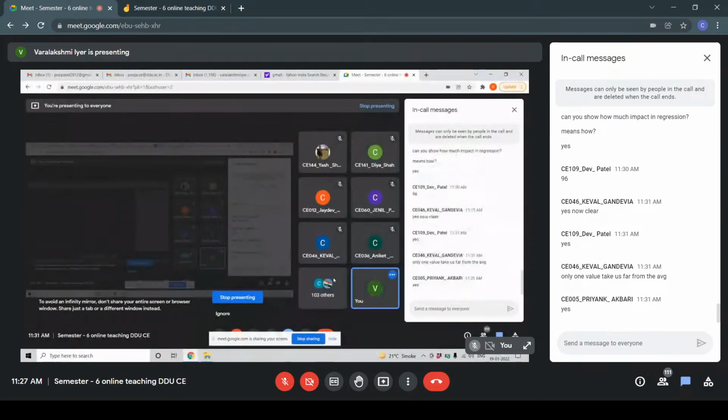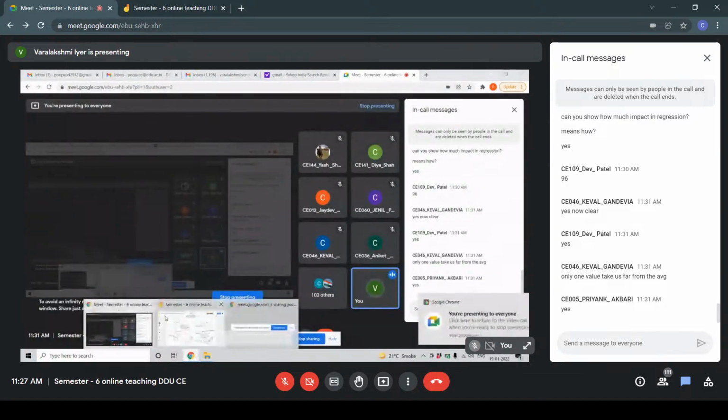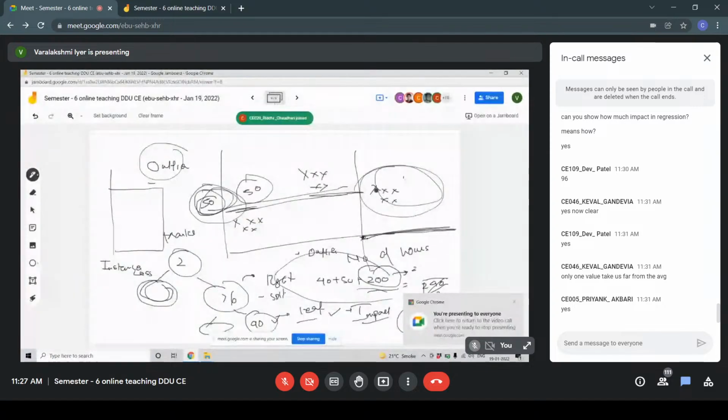Yes, only one value will take us far from the average. That is what will happen in the case of a regression problem. Here, if you can see, the average value should have been 50, but instead we have an outlier of 200. This value will take us far from the average, so we are estimating 90 here instead of 50. That is how it will impact the regression tree.